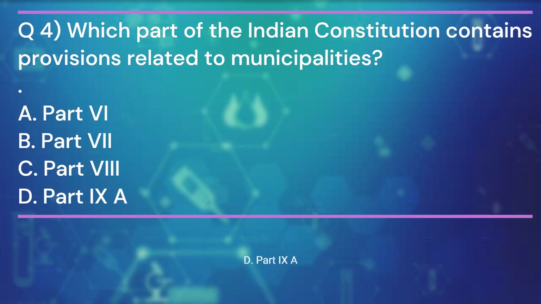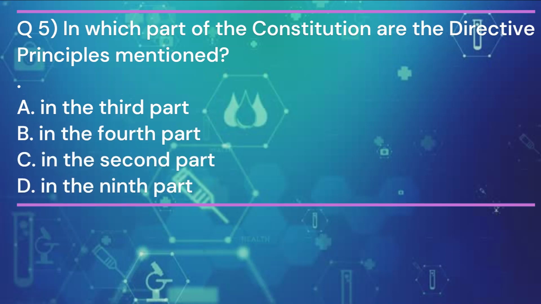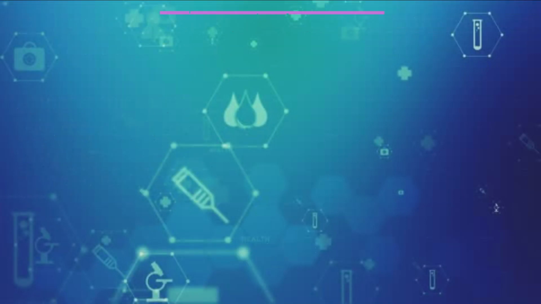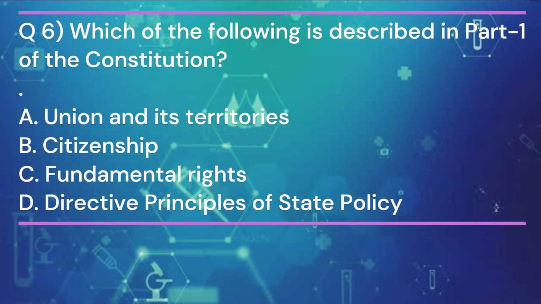And the answer is D. Part 9A. Question 5. In which part of the Constitution are the directive principles mentioned? And the answer is B. In the fourth part. Question 6. Which of the following is described in Part 1 of the Constitution?